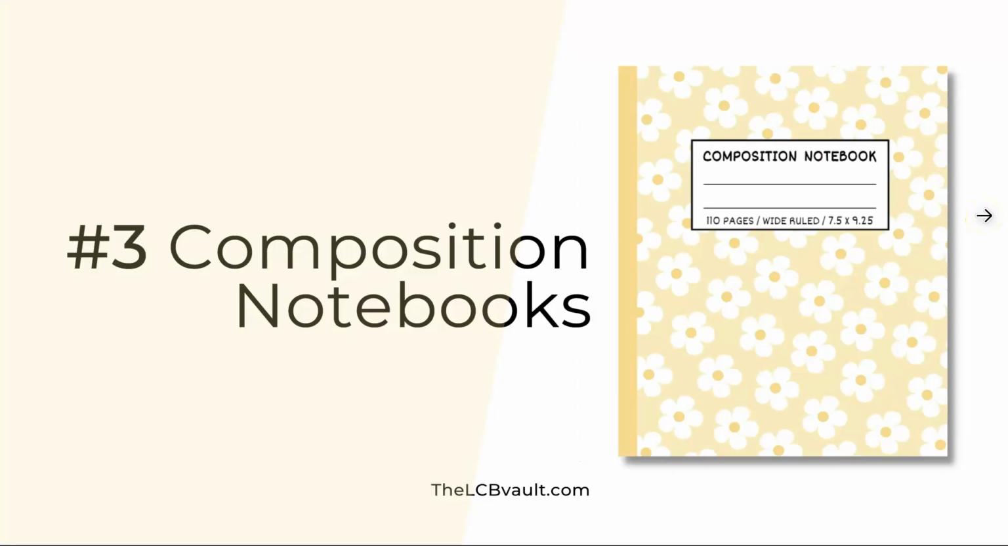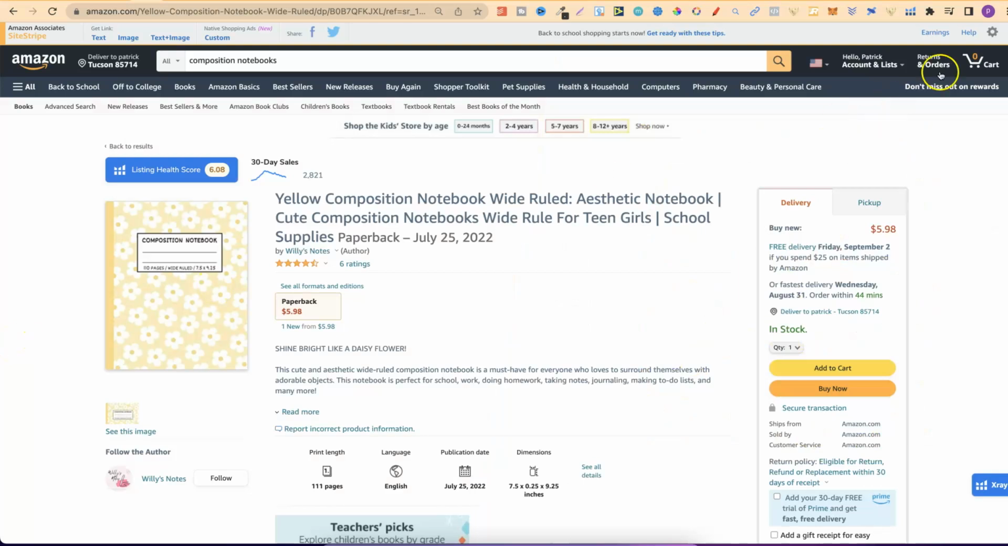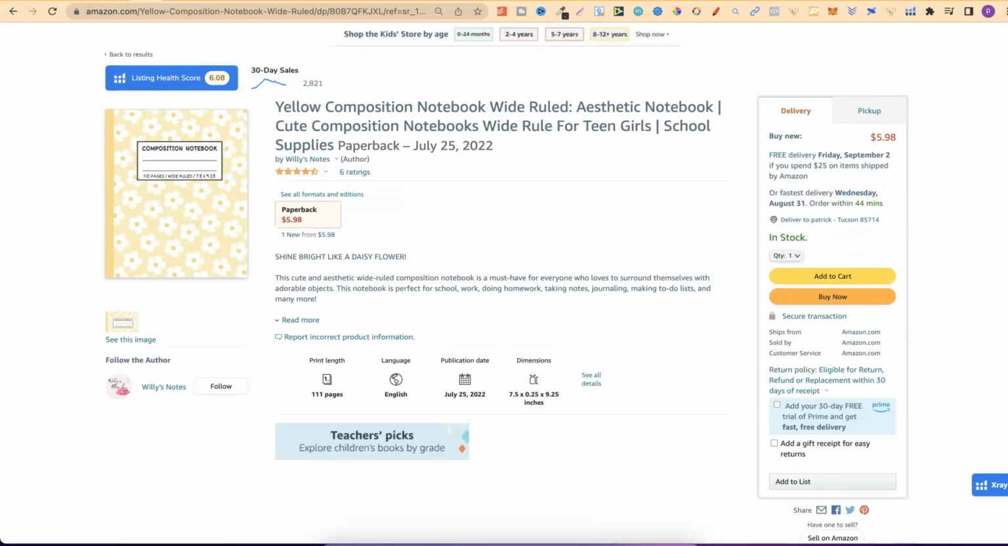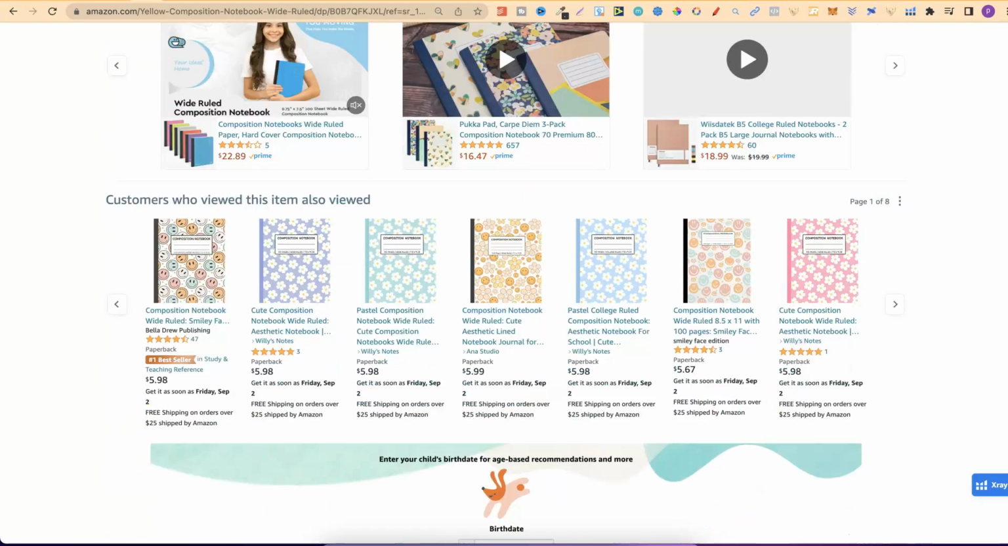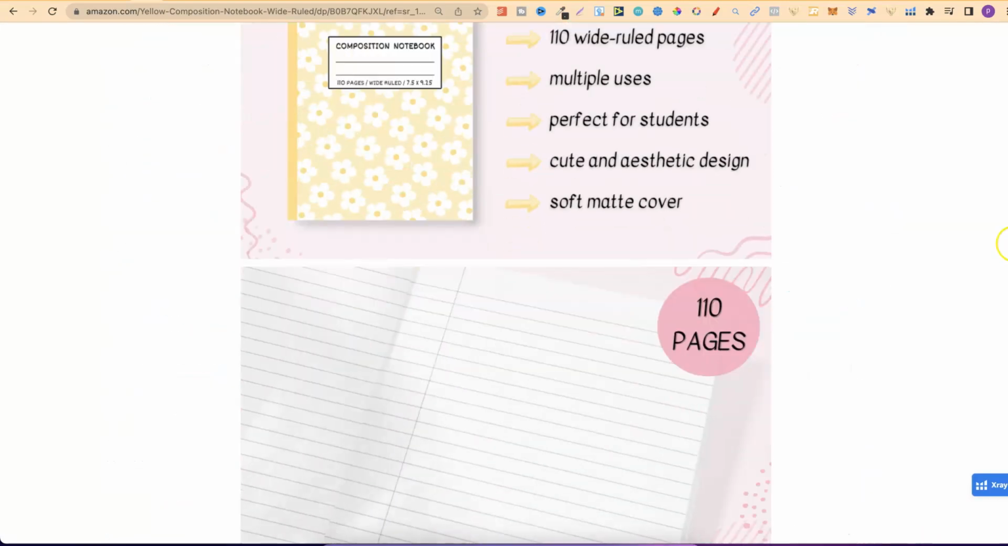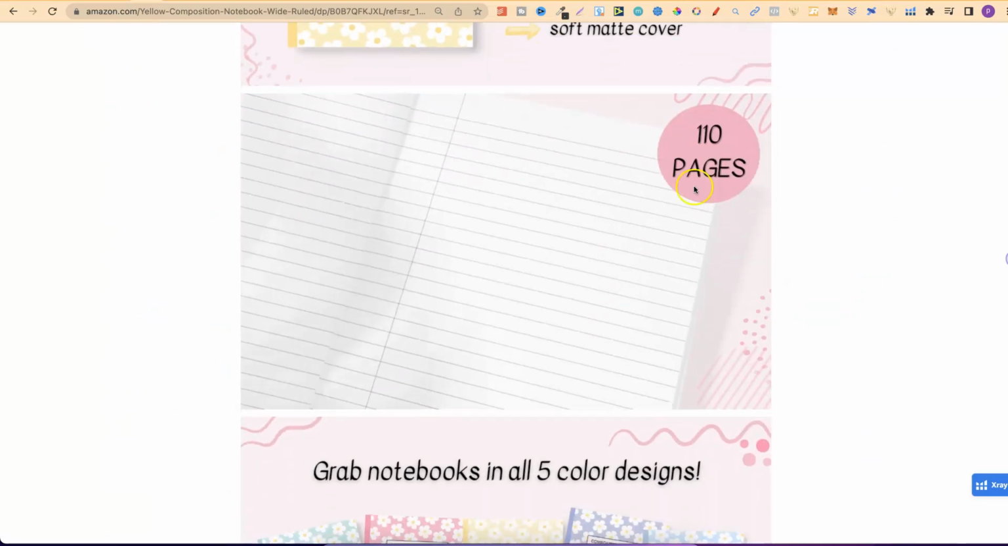Book number 3, and that's composition notebooks. One of my favourite books to create. Now, if we come over to Amazon and scroll down, because we can't see the second page, if we come down to round about there A+, you can see what it looks like inside. Composition notebooks are very simple to create, as they're just lines on a paper.